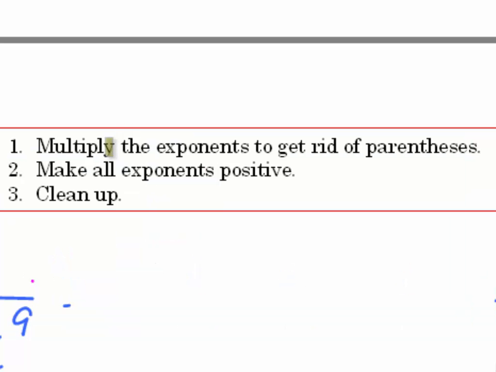So again, the steps I follow: I multiply the exponents to get rid of the parentheses, use that power to a power. I then make all my exponents positive, and then I do my simplifying, like 6 to the third or 5 squared. Again, that's not a rule, that's just a process that I think will help you make less mistakes.